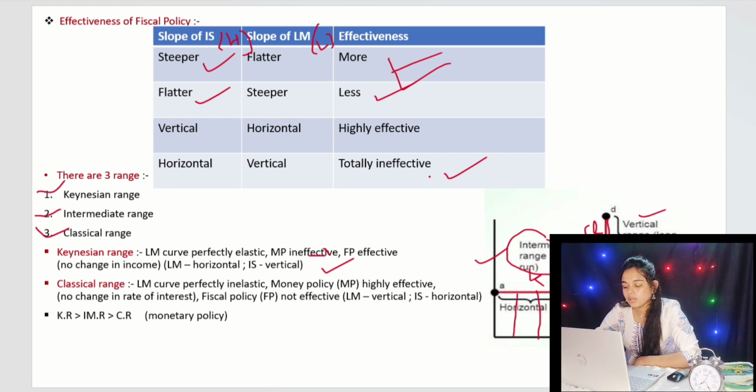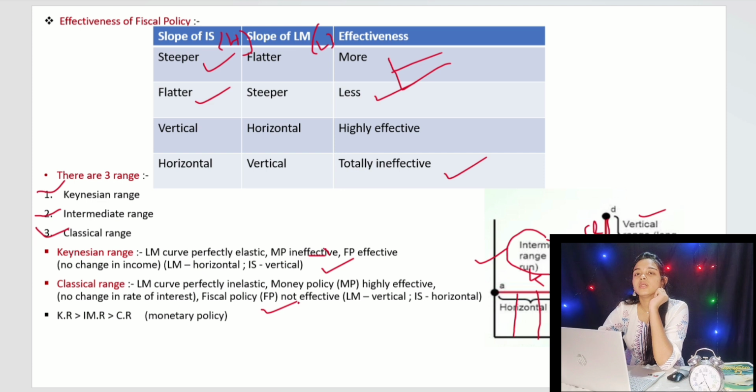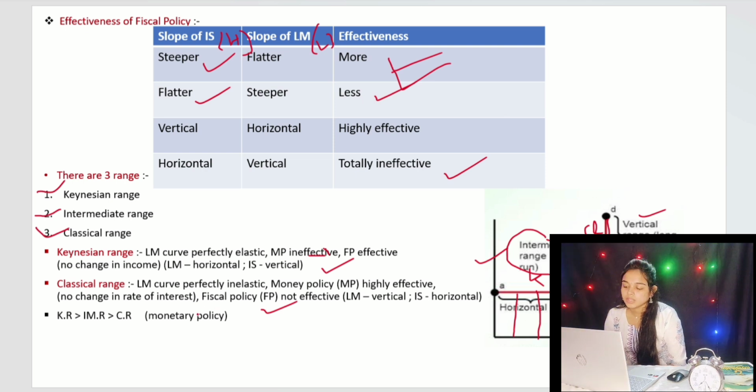is not effective. So in the classical view, the assumptions are perfectly flexible prices and wages, full employment, and Say's law, which says supply creates its own demand, and that's it. And market forces are self-correcting. Fine, because of laissez-faire policy. And monetary policy effectiveness is greater in the Keynesian range, then the intermediate range, then the classical range.